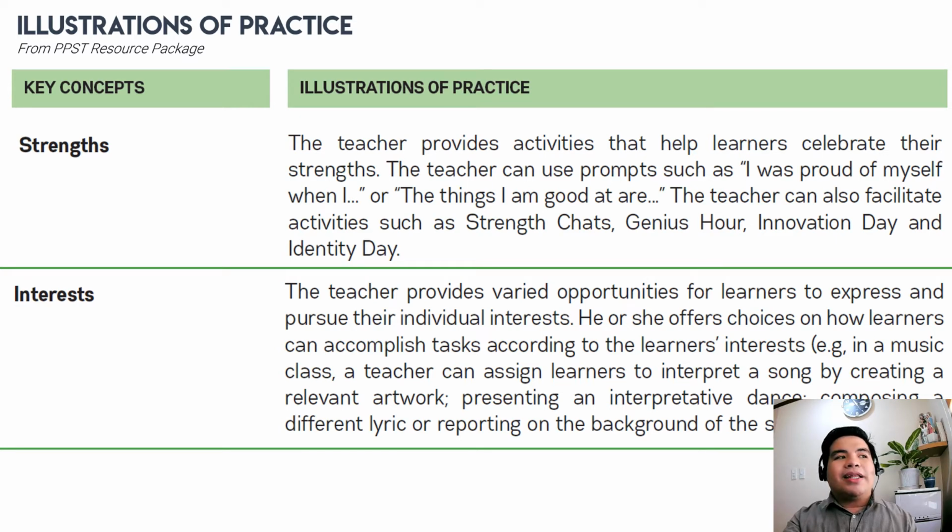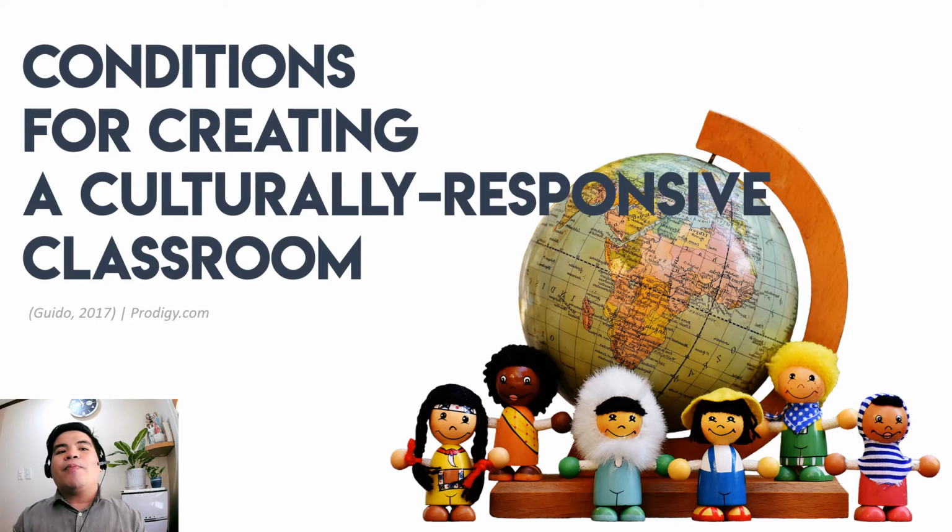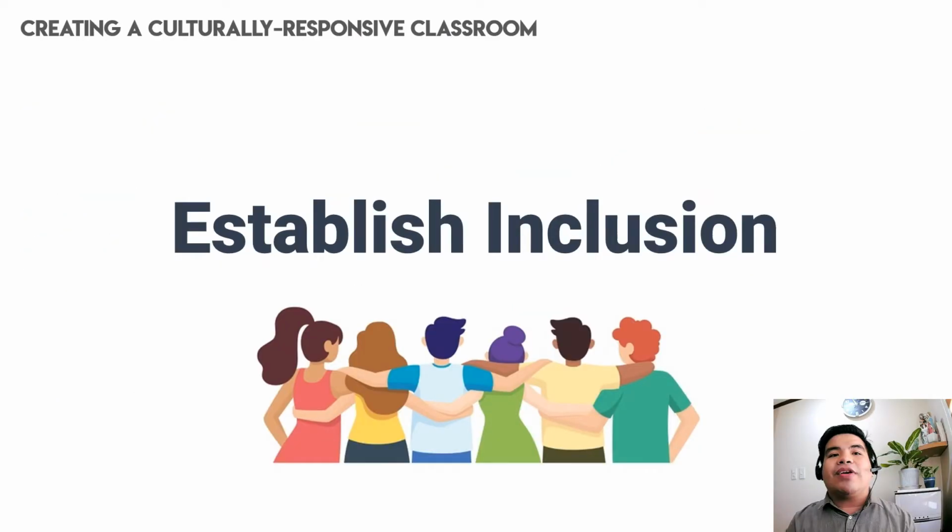So let us consider their interests in choosing the topic for their essays and their artworks, okay? Maybe sometimes we can give them the freedom to choose what topic they want to work on. Okay, what are some of the interests that he or she is inclined to, so that the project or the performance task will be really aligned with his or her choice. Okay? Now, from prodigy.com, I have found conditions for creating a culturally responsive classroom.